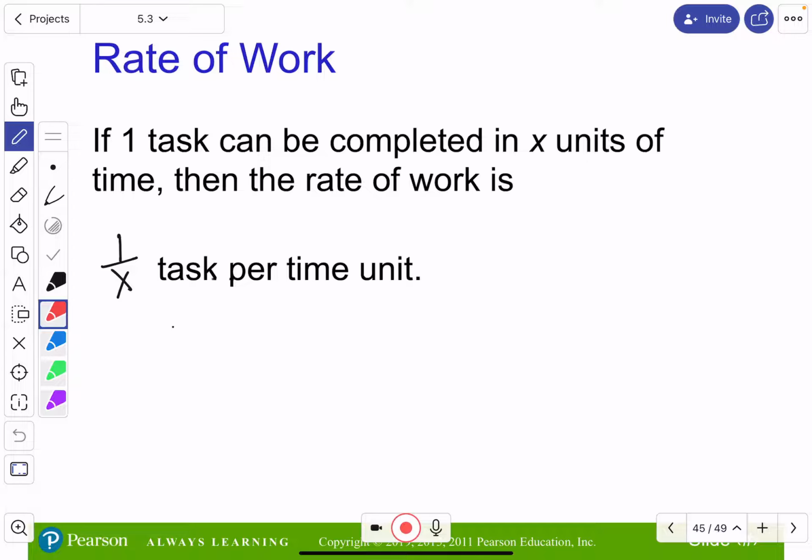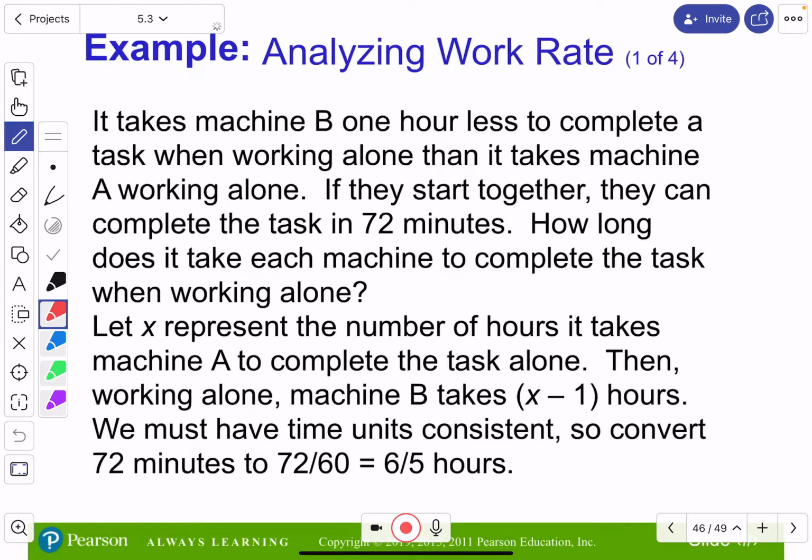All right, rate of work. So if you're starting to talk about someone can complete this task in this many hours, you're going to write it as 1 over X. So if Martha can complete a task in 4 hours, her rate of work would be 1 over 4. That's what this is showing us.